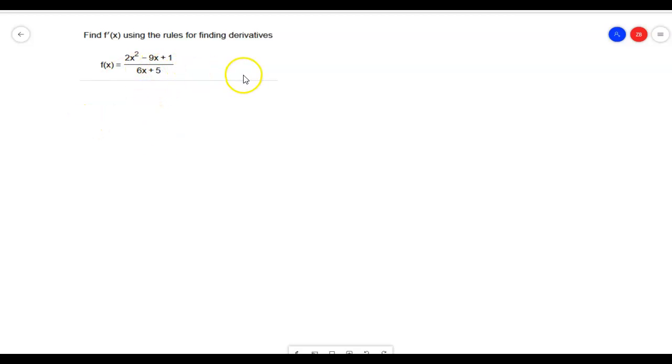This is using the quotient rule to find the derivative of a function. Notice here we have one polynomial over another polynomial. As long as the bottom polynomial is not equal to 0, we can apply the quotient rule, and by doing that, we treat these as separate functions. I'm going to give you both the long version and the short version of solving this problem.